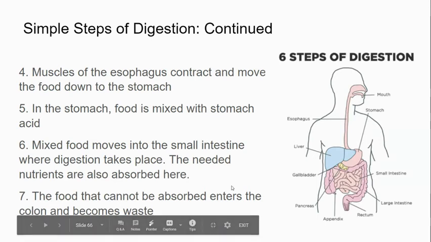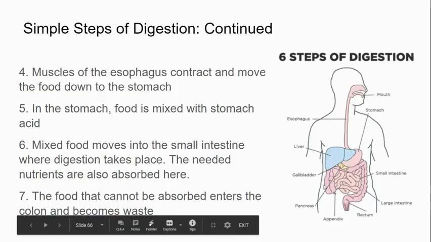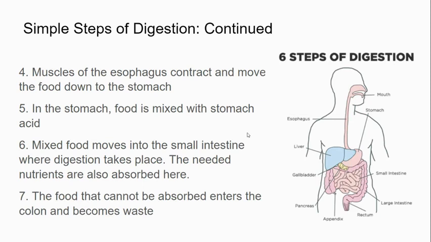Food is mixed with stomach acid in the stomach. Mixed food moves into the small intestine where digestion takes place, and the needed nutrients are also absorbed here. And then the food that cannot be absorbed enters into the colon and makes waste. Okay, those are the steps of the digestive system, and that concludes this section on the digestive system.